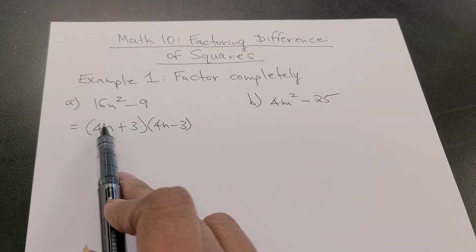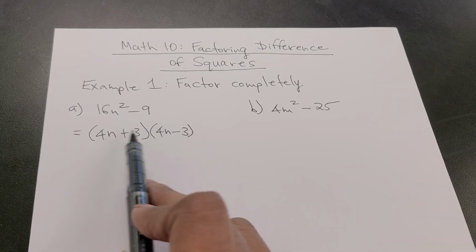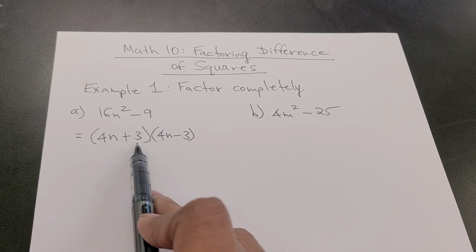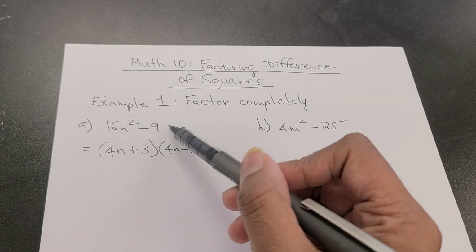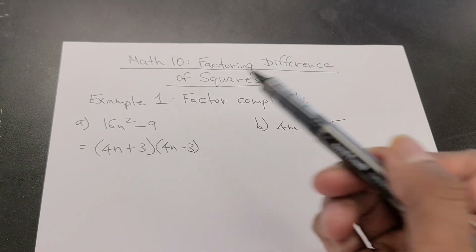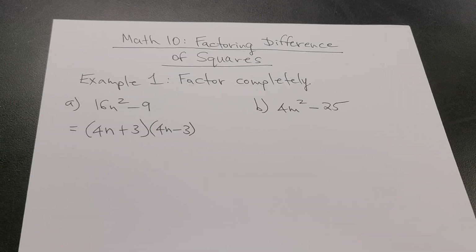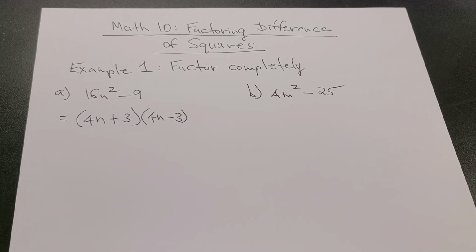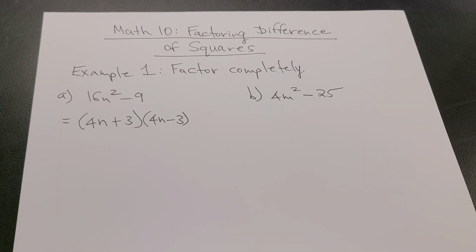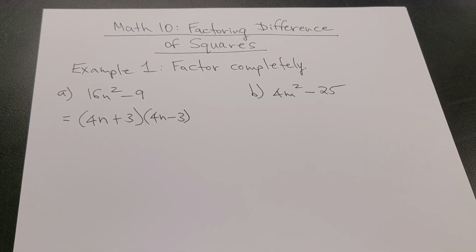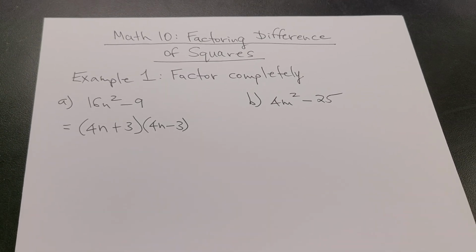Okay, and you notice when you expand this out, the middle term is negative 12n plus 12n, and it cancels out. And you come back and you're basically left with 16n squared minus 9. So of course you can mentally check your answers on a test or a quiz, and always do that, fill it out, and make sure you're getting the original expression that you started off with. Okay, let's try one more.